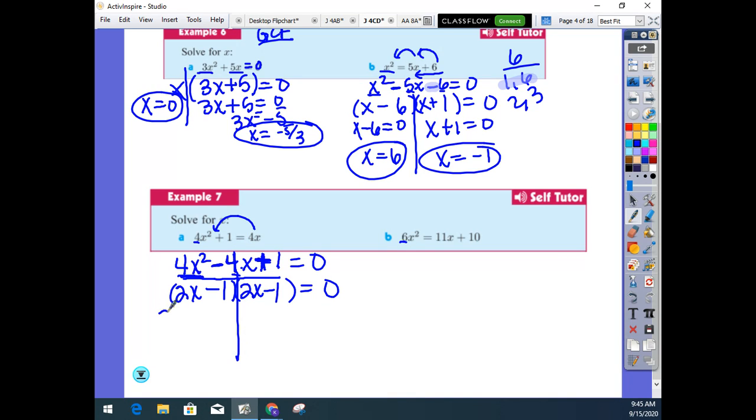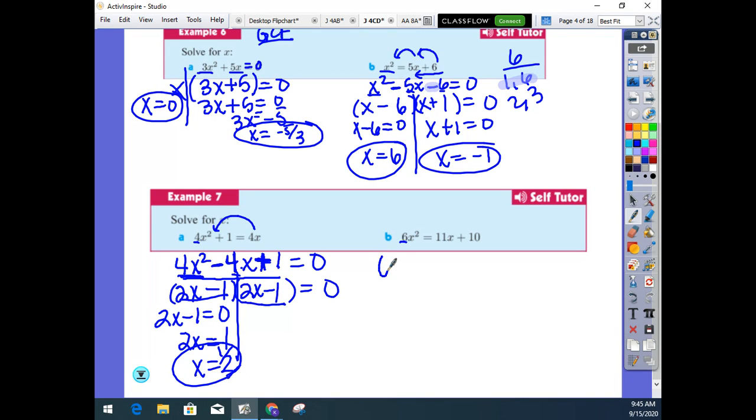Split it apart. 2x minus 1 equals 0. Add 1. Divide by 2. Oops. 1/2. Sorry. And notice this factor is exactly the same as this one. So I call that a double root when you have two of the same thing. So x equals 1/2 is the only solution.